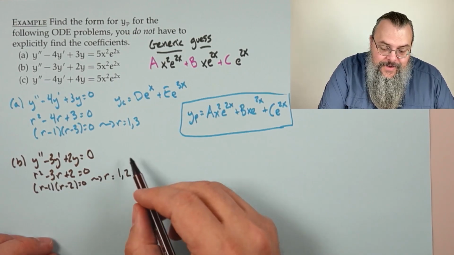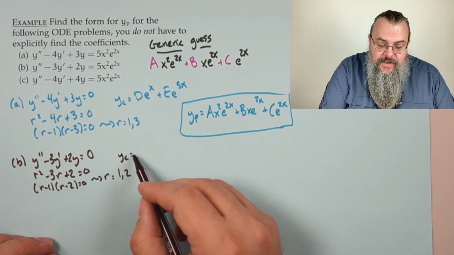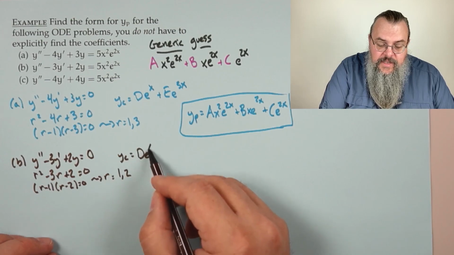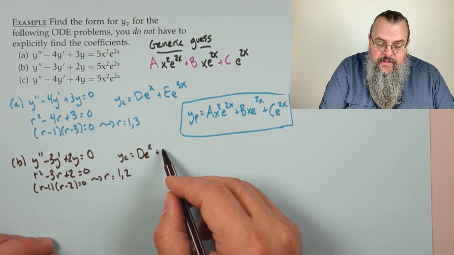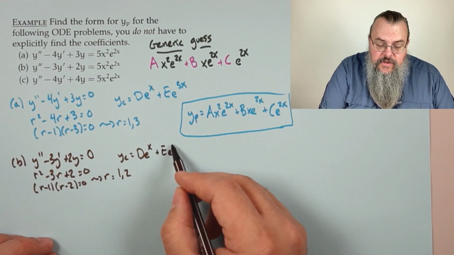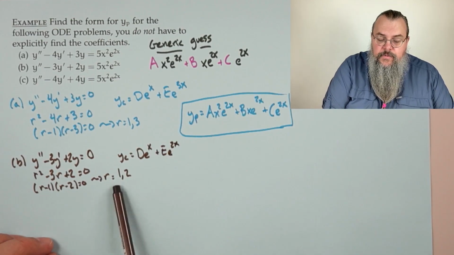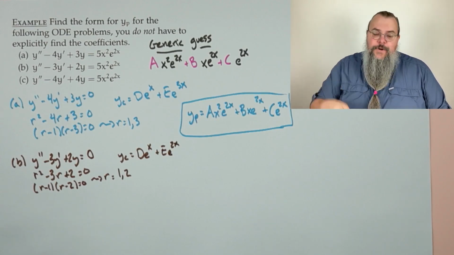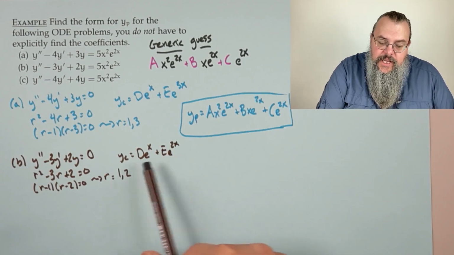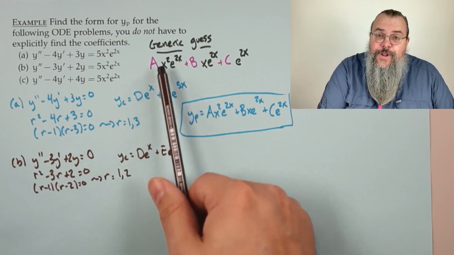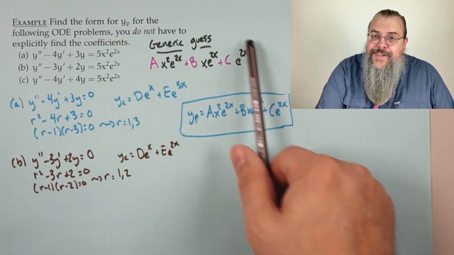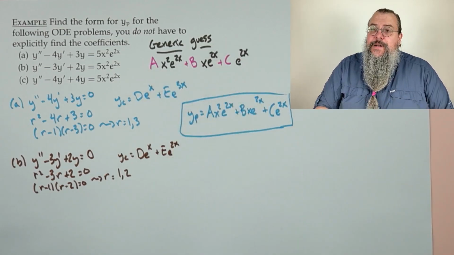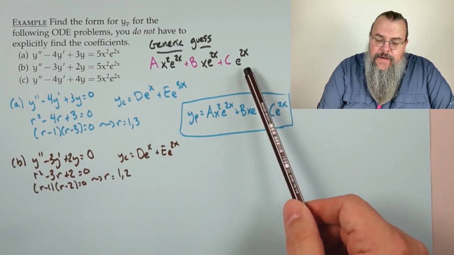So, what does our complementary solution look like? Well, some constant e to the x, and then some other constant e to the 2x, because the roots are 1, 2. Now, we say our pieces are e to the x and e to the 2x. Do we overlap? Yes. Now we overlap. Okay, so what do we have to do? Well, we have to bump.